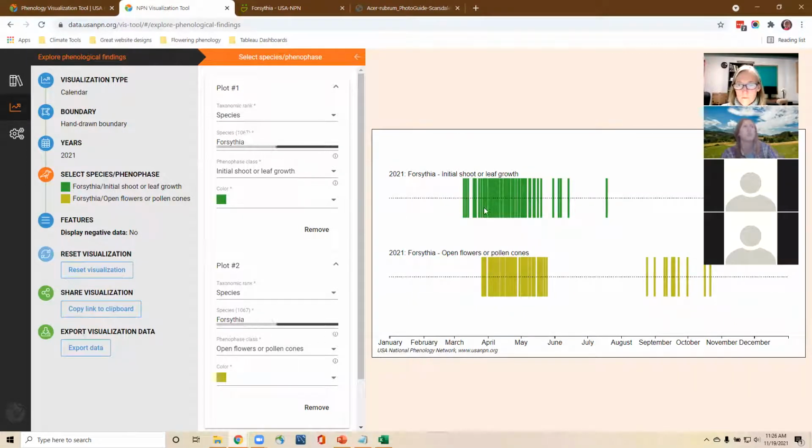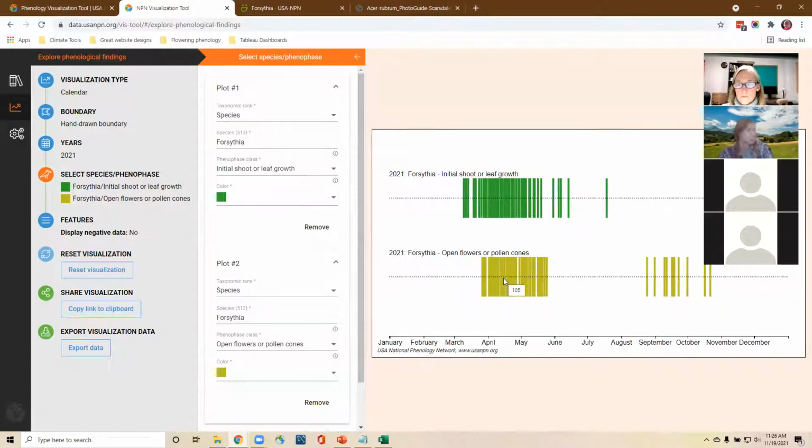So for the Northeast, it's looking like more people are reporting the breaking leaf buds a couple of weeks before flowers in general across the region. And you can narrow it down even further. That's why the map is nice. If you saw a bunch of observations around part of the Northeast, you could put the box around that area.